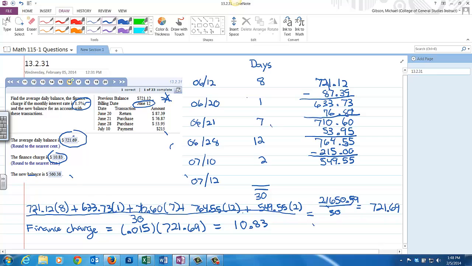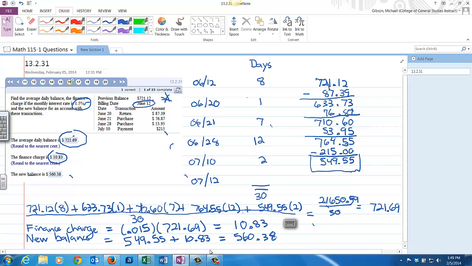The last question now is, what's the new balance? Well, the new balance is going to be the ending balance. That's this one over here, 549.55, plus the finance charge. And our new balance total then is 560.38. And that is it for this one.